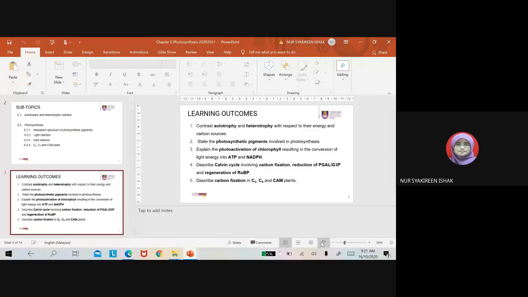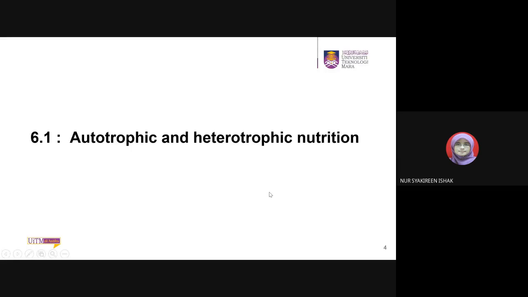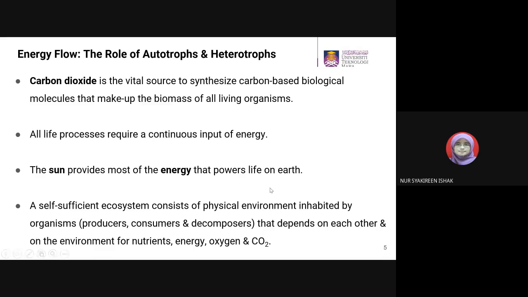Okay, so these are the learning objectives that you can go through on your own. Okay, so heterotrophs and autotrophs, ini biasa orang dah tahu kan. So these are the overview. Okay, so you know that carbon dioxide is the vital source to synthesize carbon-based biological molecule that make up the biomass of living organisms. So basically, all molecules, okay, they contain carbon. Okay, so and usually the carbon comes from carbon dioxide, and all life processes requires a continuous input of energy. Okay, so the sun provides most of the energy that powers life on earth.